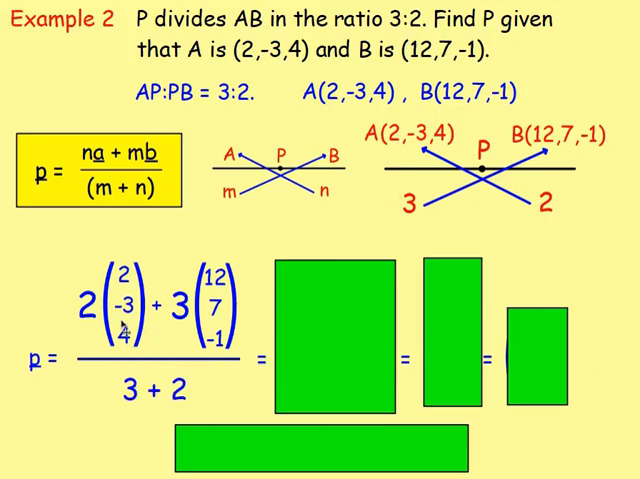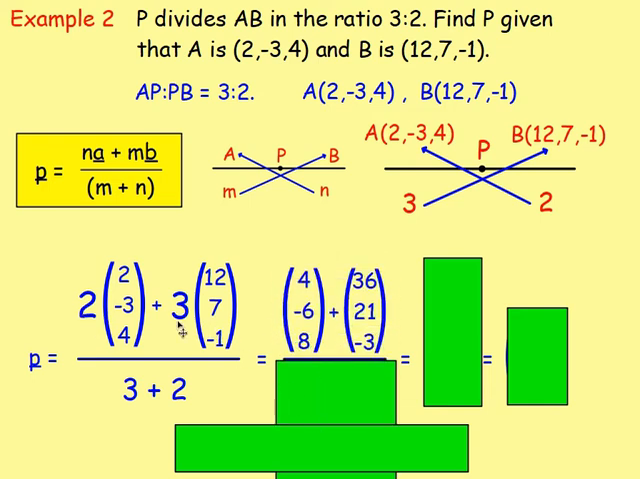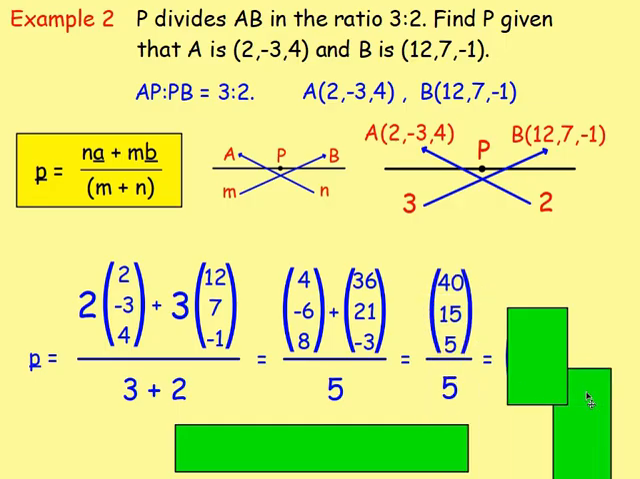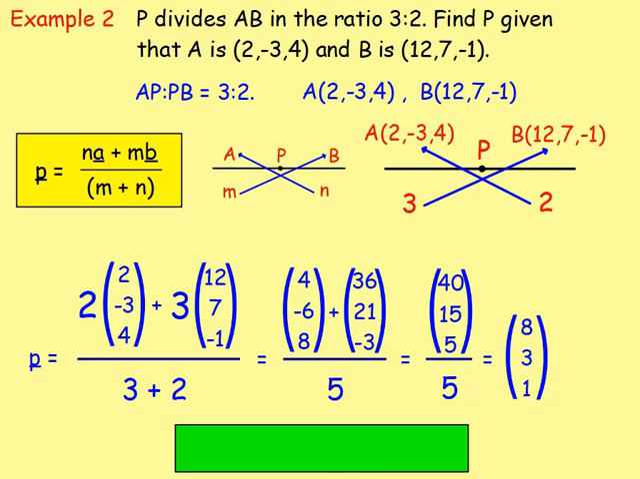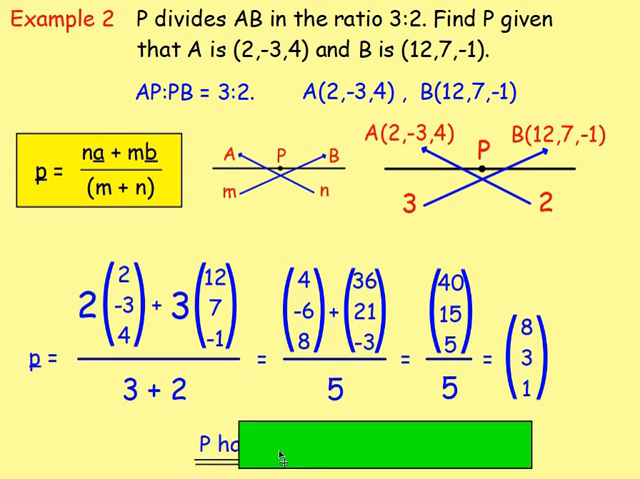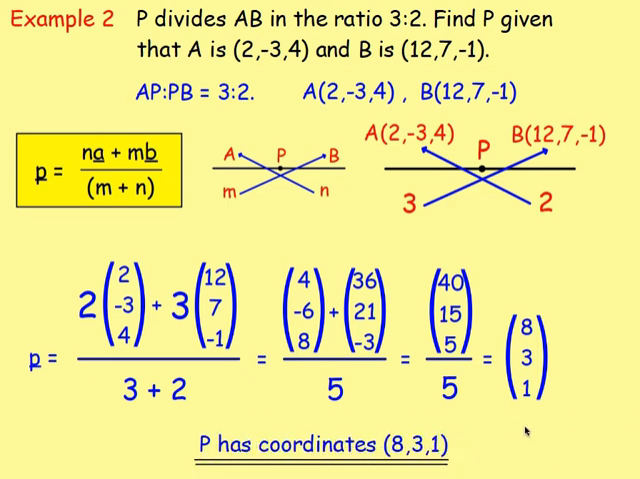From that then, you can multiply this vector by the scalar, multiply by 2. Multiply this vector by 3, and that's what I would end up with. And obviously in the bottom, 3 add 2 is 5. From there, if you add the vectors together, add the x's, add the y's, add the z's, you're still dividing by 5. Or again, you're really taking a fifth of that vector. So you multiply every single term by 1/5, or divide by 5. You would end up with (8, 3, 1), meaning the position vector would be (8, 3, 1). You're wanting the coordinate then, so the x, y, and z coordinates would be (8, 3, 1).